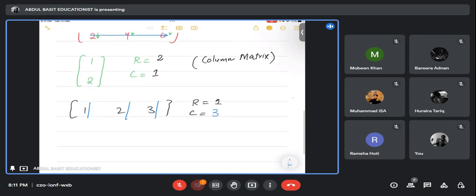So what is the order of the matrix? The order of a matrix is row cross column.